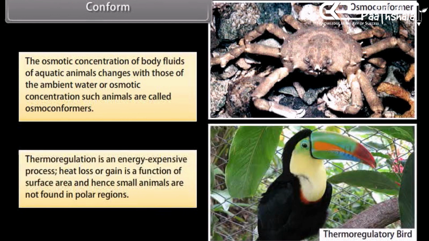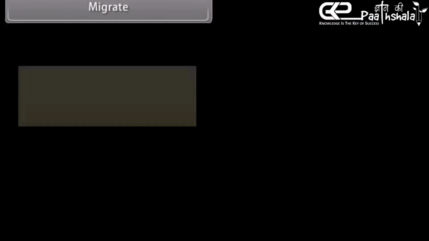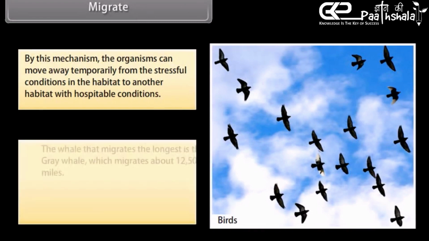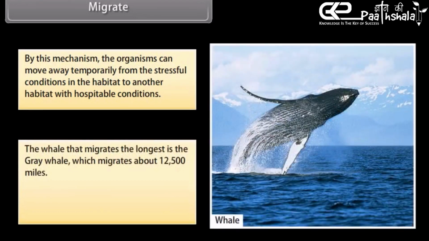Thermoregulation is an energy-expensive process. Heat loss or gain is a function of surface area, and hence small animals are not found in polar regions. Migrate. By this mechanism, the organisms can move away temporarily from the stressful conditions in the habitat to another habitat with hospitable conditions. The whale that migrates the longest is the grey whale, which migrates about 12,500 miles.